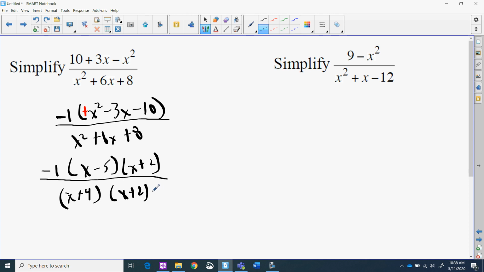So x could not be equal to negative 4 or negative 2. Those would be non-permissibles. I'm going to cross out any common factors I found. So this one and this one are the same. They cross each other out, leaving me with a reduced or simplified version, which would look like this.